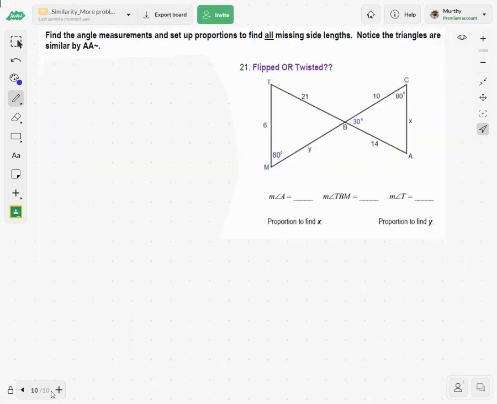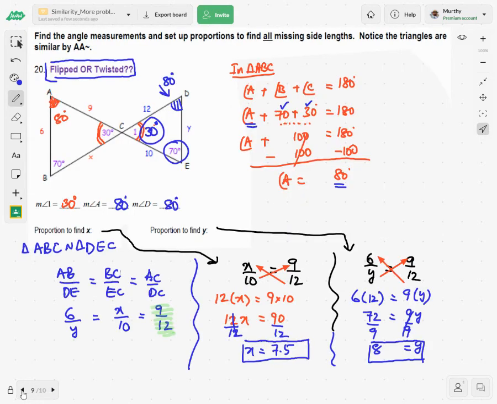The last question. This is same as the previous one. It's already given that these two triangles are similar. My apologies, I forgot one thing. You can see whether it is flipped or twisted. Here, 70 degrees and here the corresponding angle.